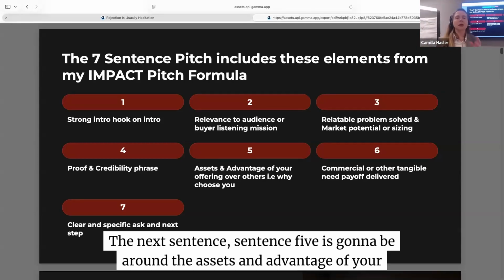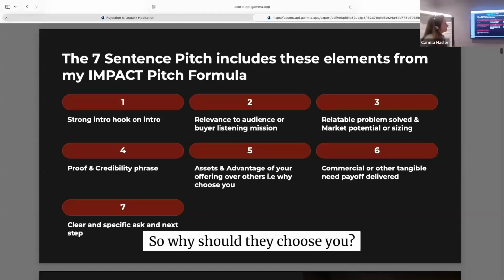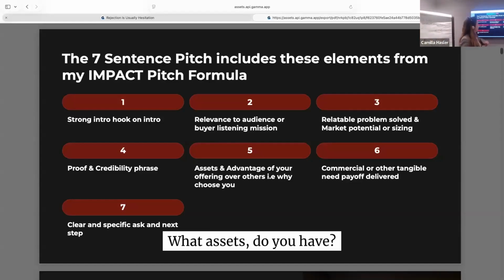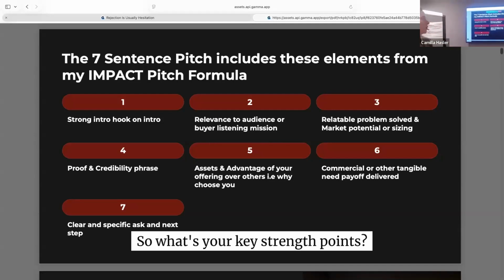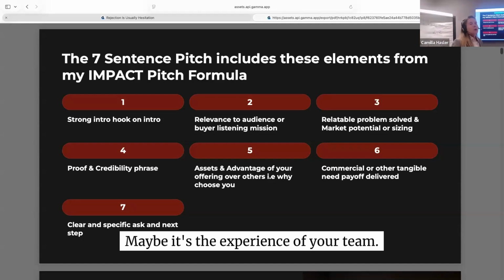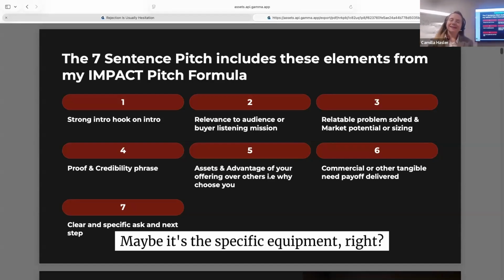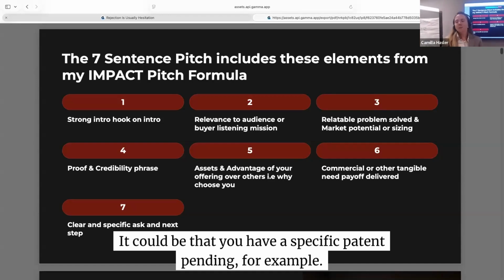The next sentence, sentence 5, is going to be around the assets and advantage of your offer. So why should they choose you? What assets do you have specific to this offering? What are your key strength points? Maybe it's the experience of your team. Maybe it's the specific equipment. It could be that you have a specific patent pending.